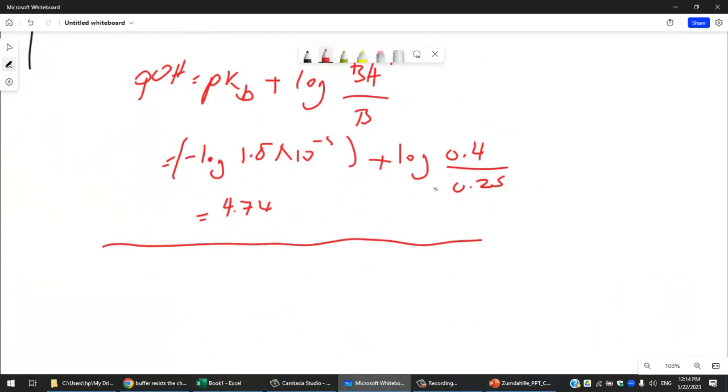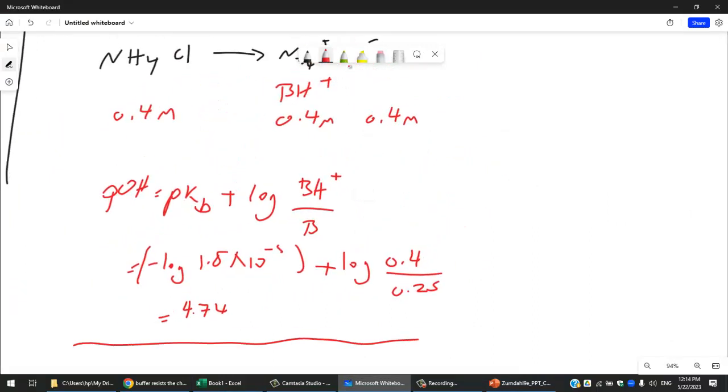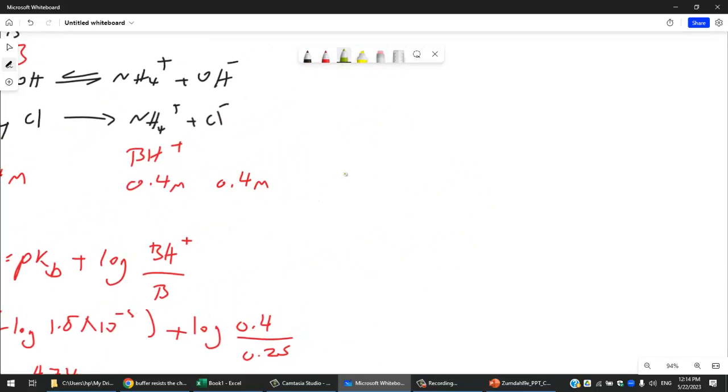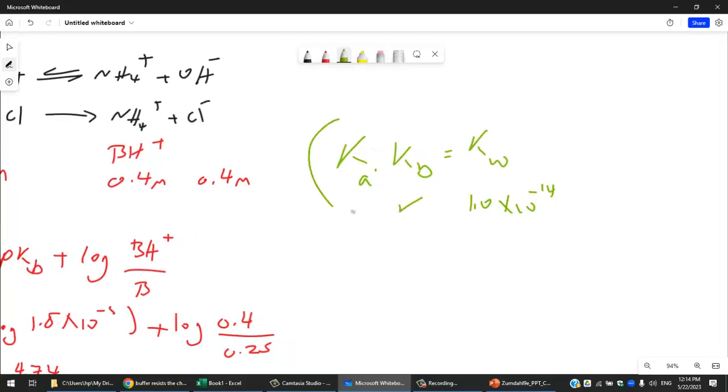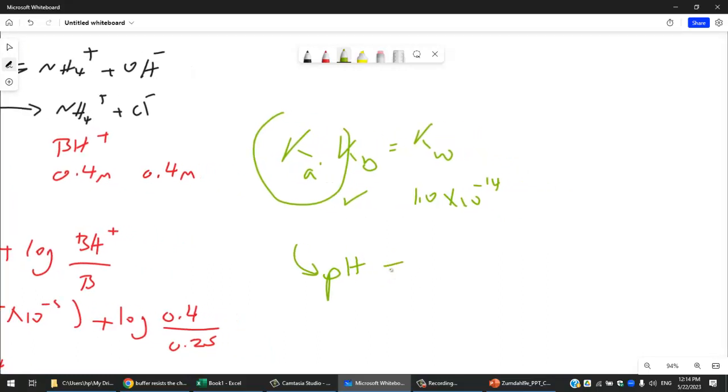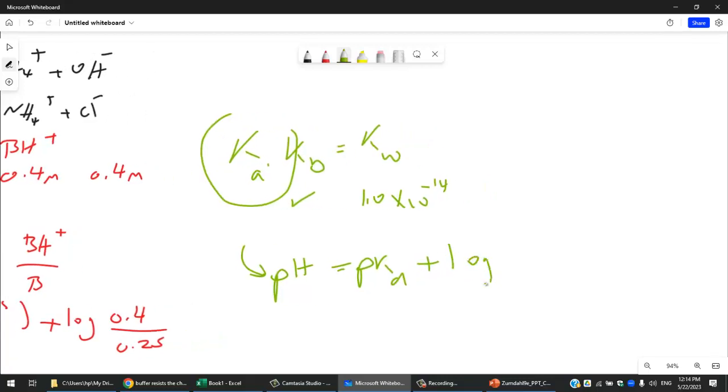Now, you can also solve this, as I said, in a different way. You can find the Ka of the ammonia, because Ka times Kb is equal to Kw. So Kw is 1.0 times 10 to the minus 14. Okay, and Kb is given, so you can find the Ka, and then you can go back and say the pH is equal to pKa plus log A minus divided by HA. But in this case, this would be your ammonia, the base, and this would be your acid. So you need to flip them around.